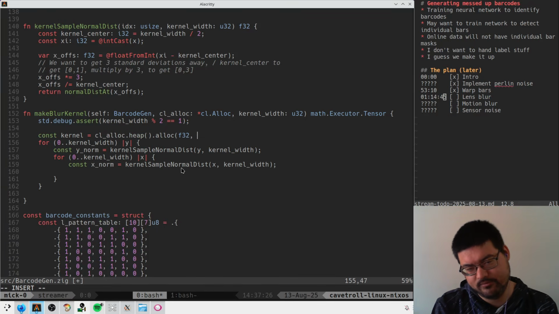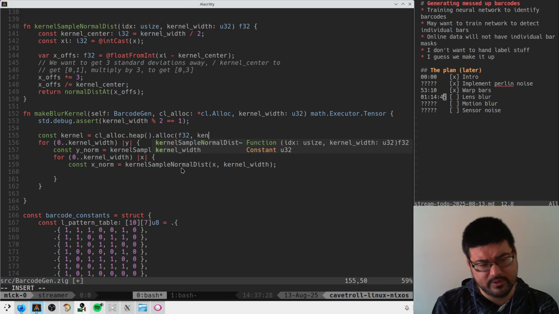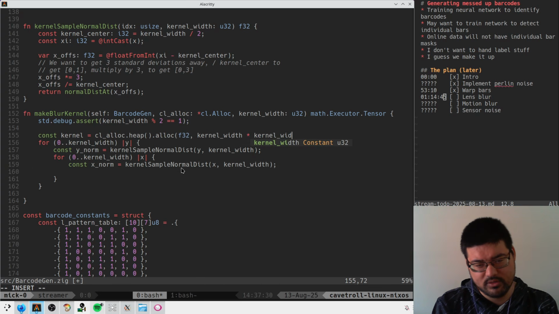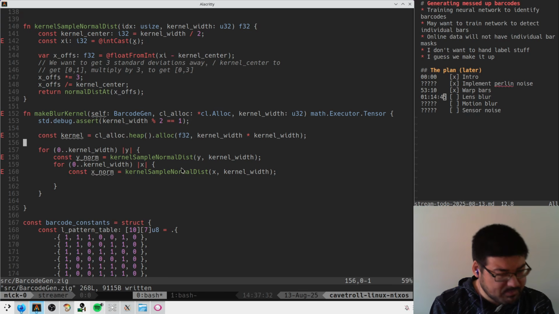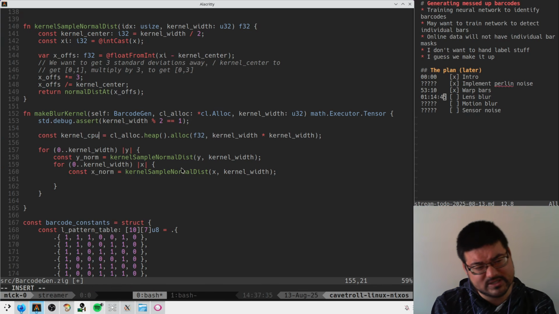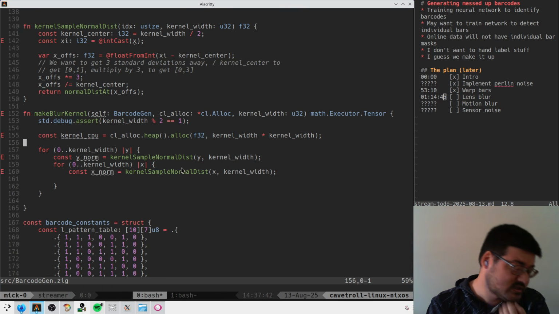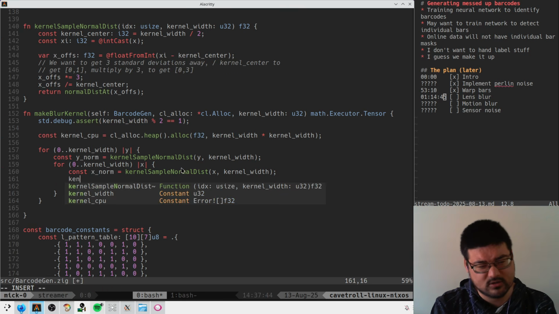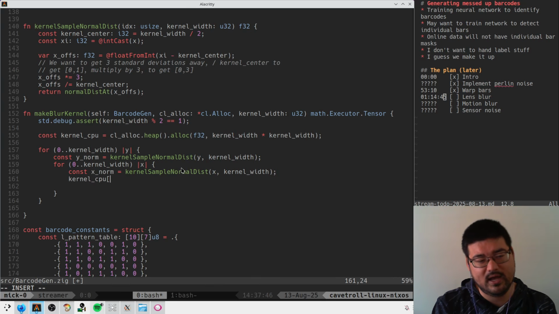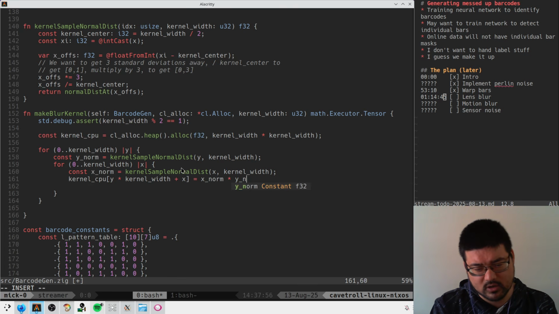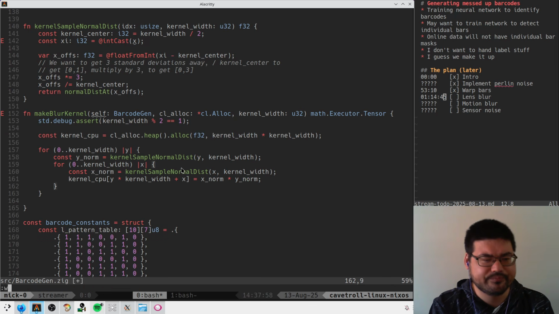And then we probably allocate some floating point values of kernel width times kernel width. We do this on heap because when we upload this thing, it's actually going to go out of scope, because we're not going to wait for the GPU to get the data before we return from this function. So it has to live somewhere else. And so it's like kernel CPU at y times kernel width plus x is equal to x norm times y norm. We're kind of hoping that this is how this works.